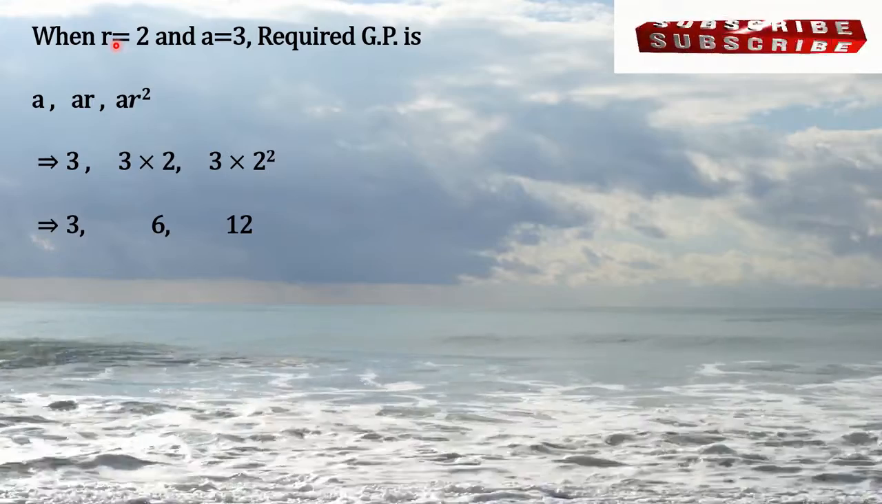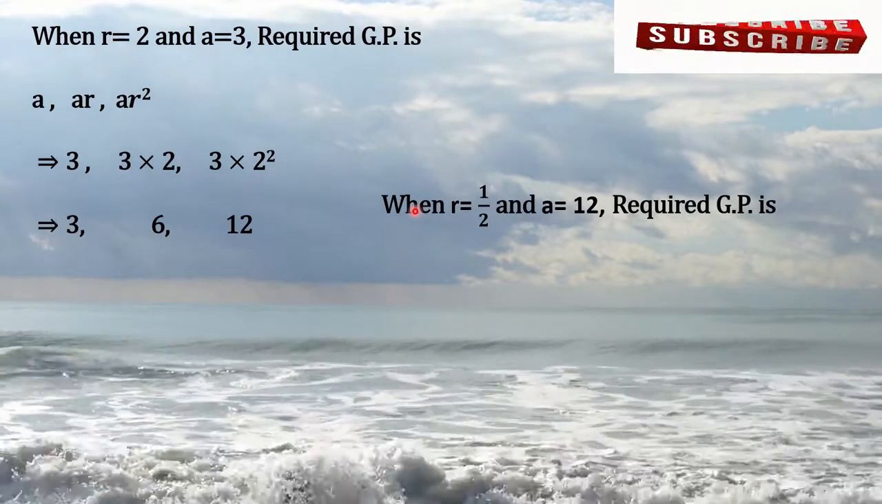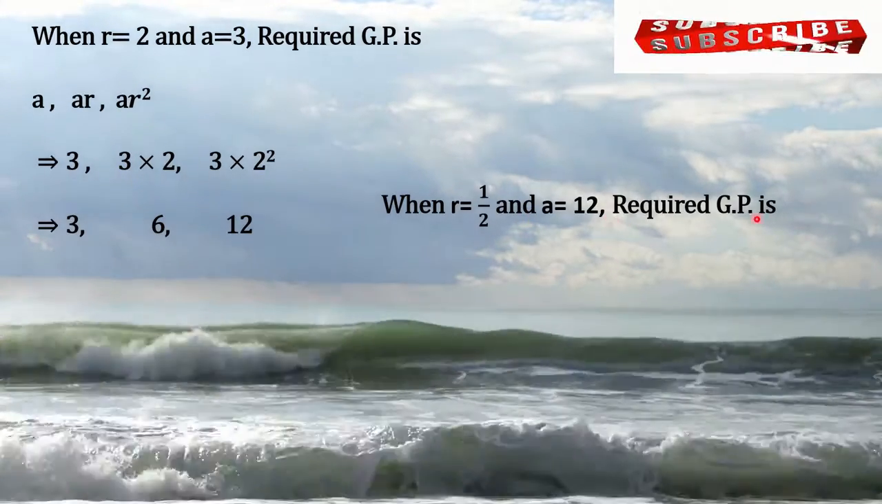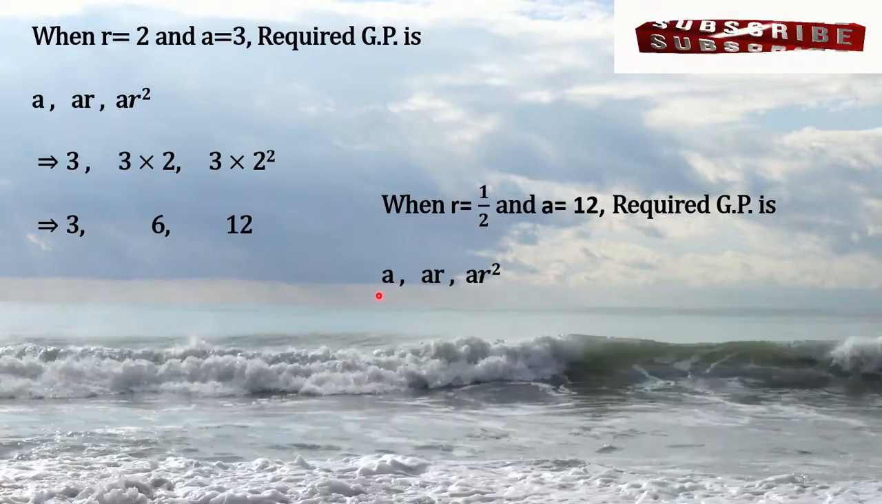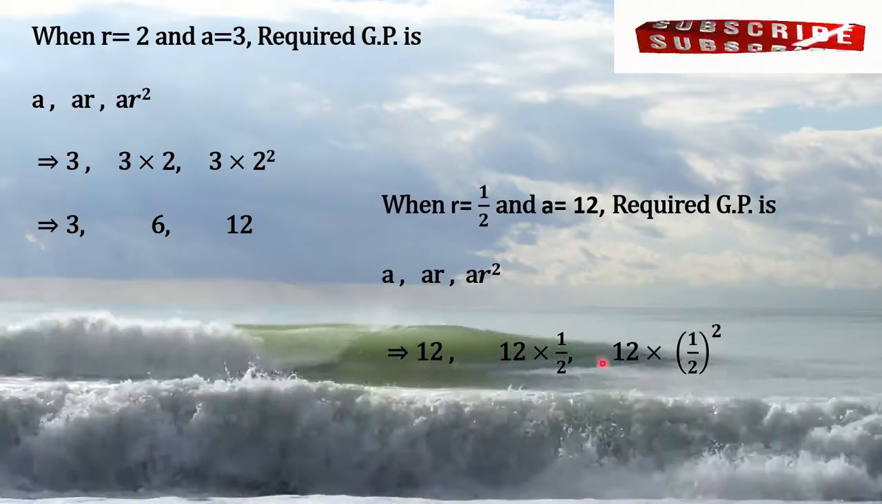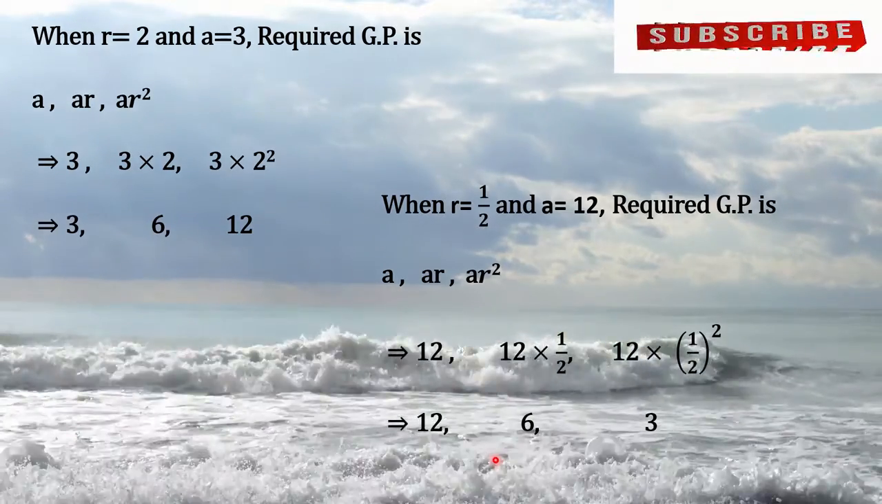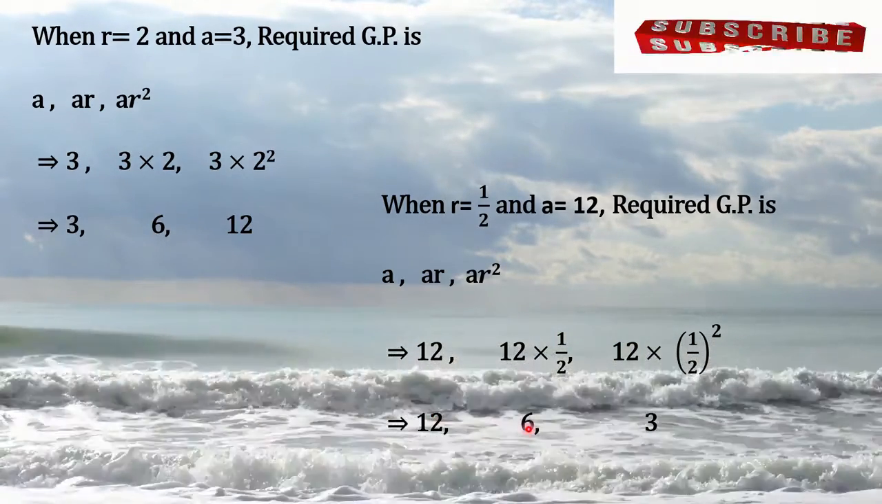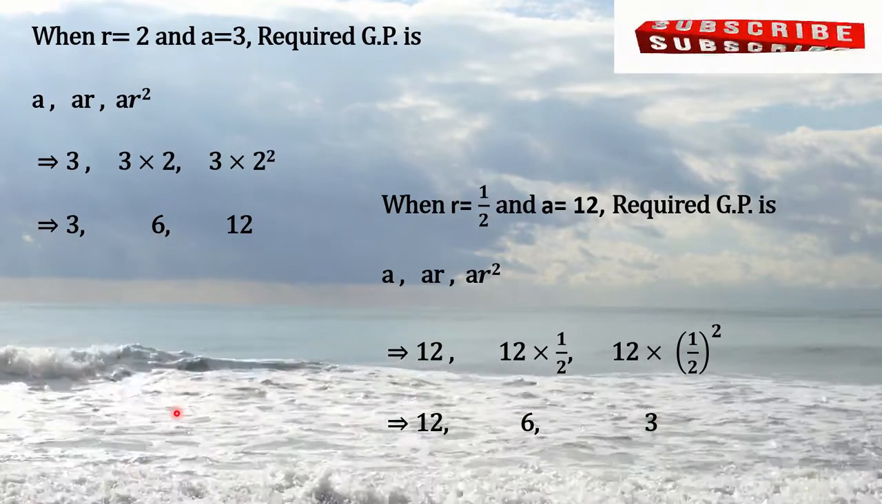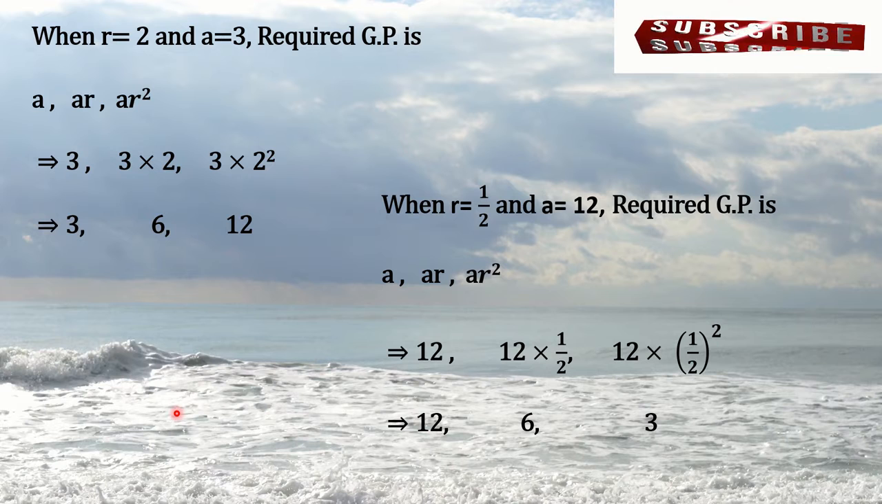But r may be 1 by 2 as well. So when r is 1 by 2 and a is 12, the required GP is a, ar, ar square. So let's get the value. Let's simplify and finally we will get 12, 6 and 3. So at last you will write, therefore the required terms are 3, 6 and 12 or 12, 6 and 3. That's it.